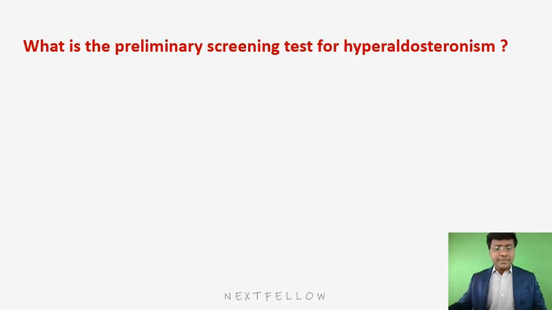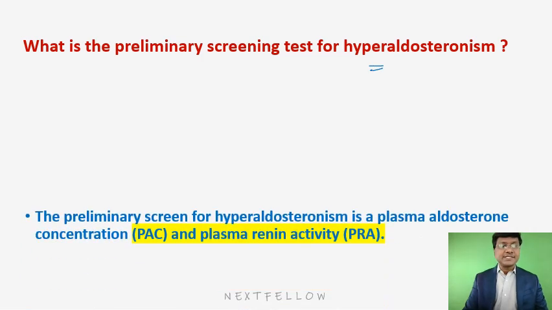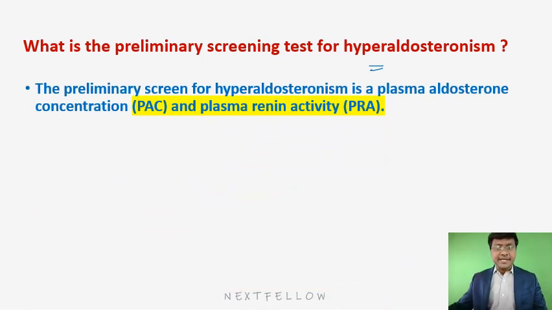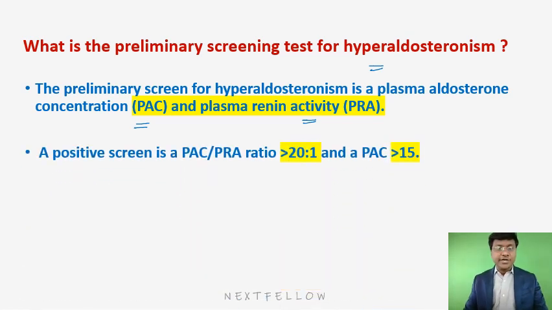Now, followed by that, how do you diagnose hyperaldosteronism? What will be the primary screening test? The primary screening test is the plasma aldosterone concentration and plasma renin activity. So plasma aldosterone concentration is increased in both primary and secondary, but renin activity will be less in primary, and more in secondary. So that is a very important point you need to know.